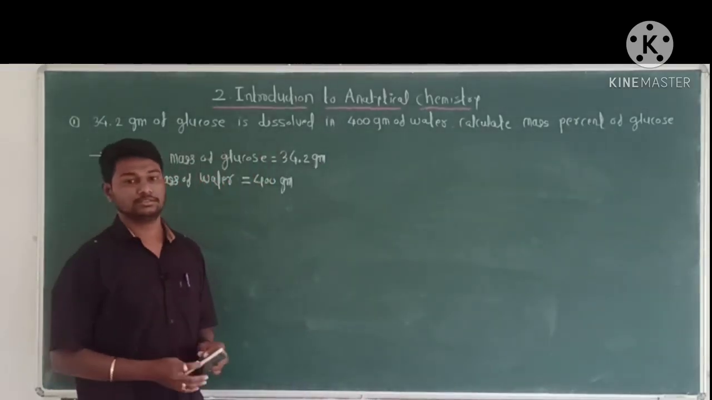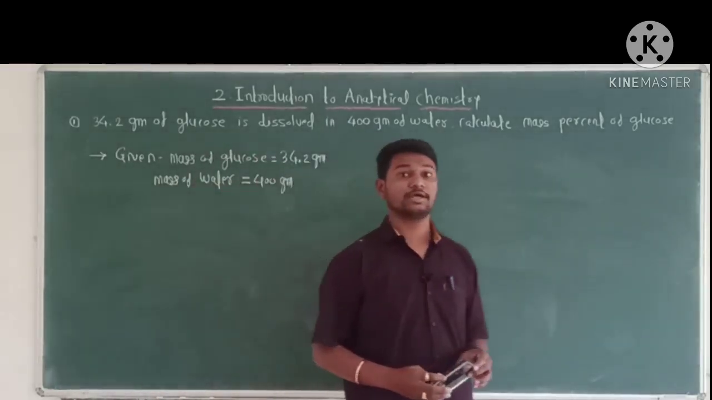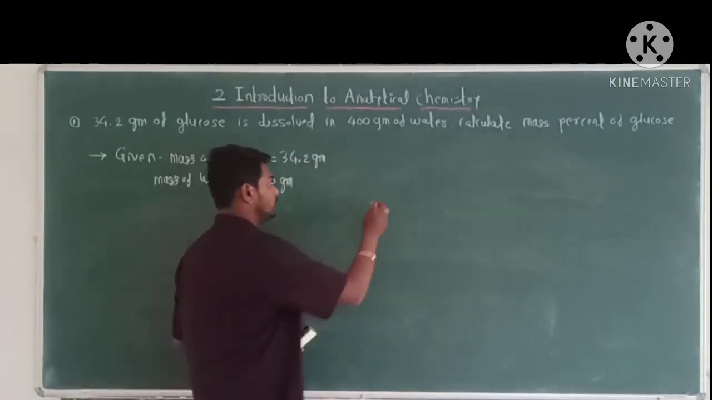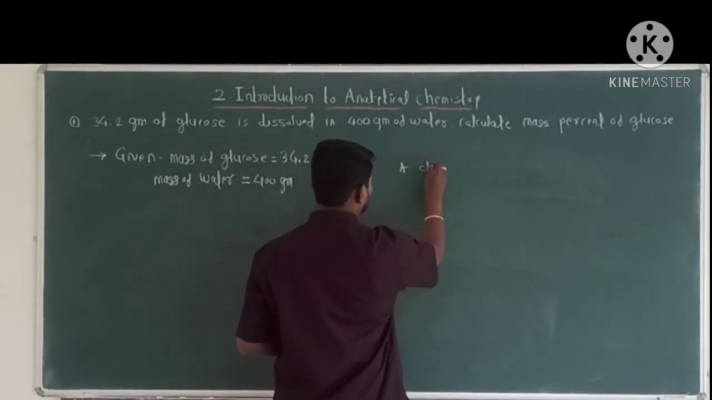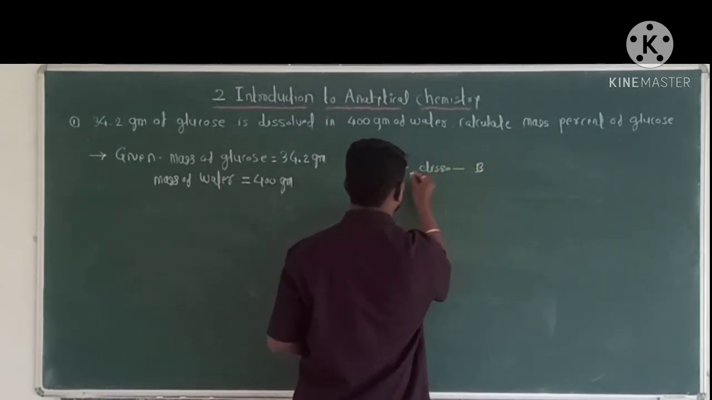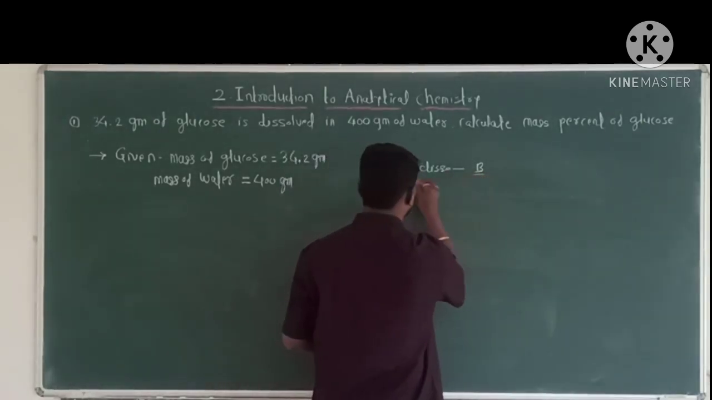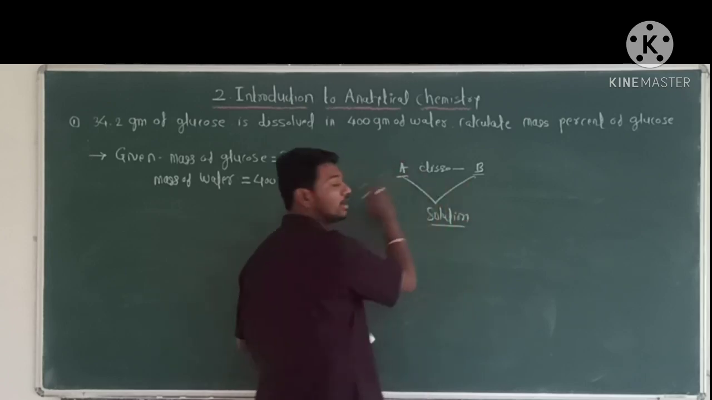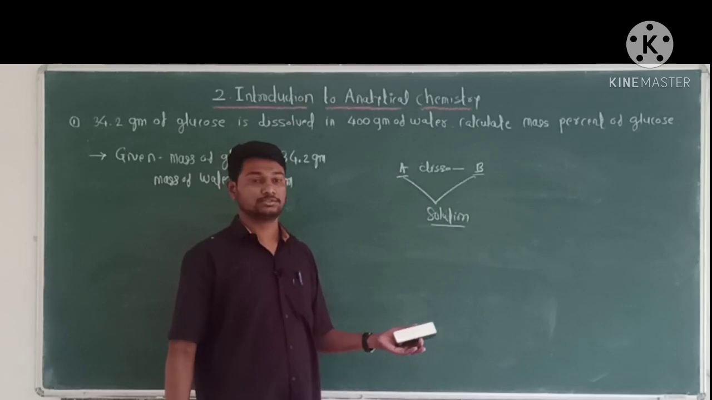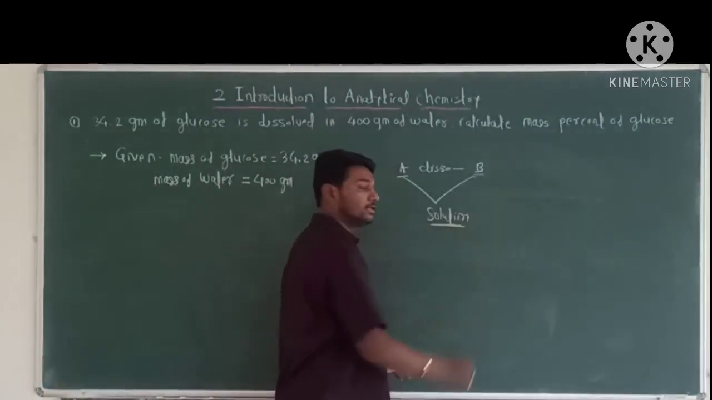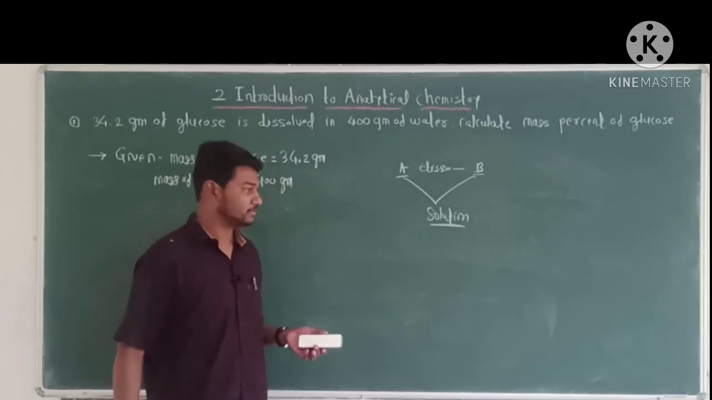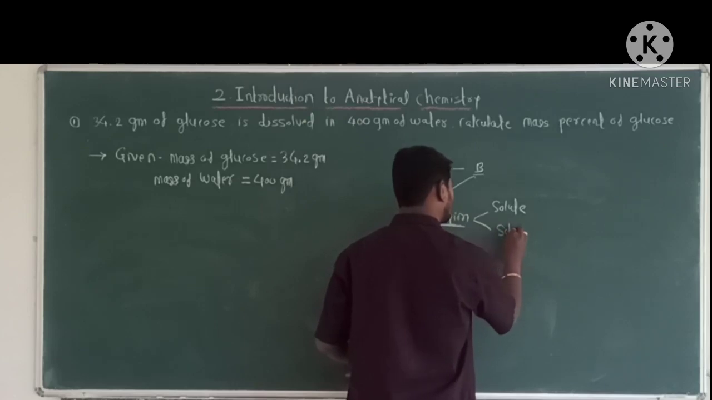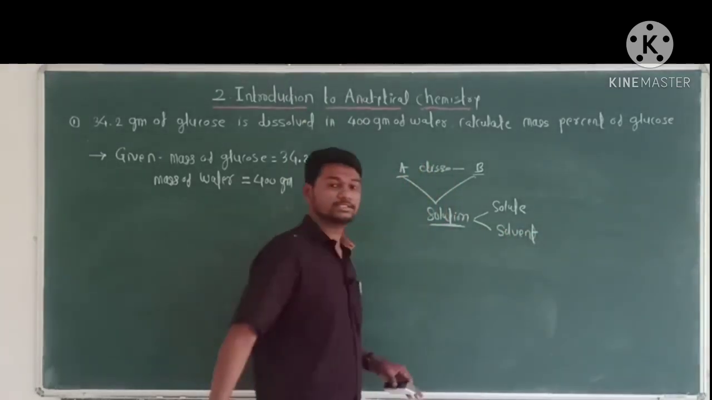Now the solution is the mixture of 2 or more compounds. For example, substance A dissolves in substance B, and it forms a solution, that is, a mixture of 2 or more substances is called a solution. A solution generally has 2 components: first is solute and second is solvent.